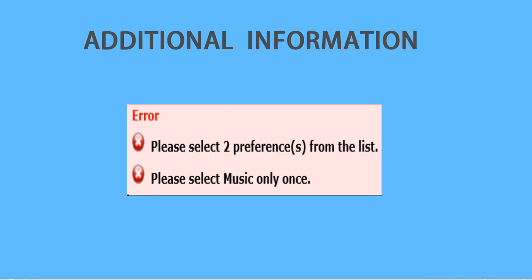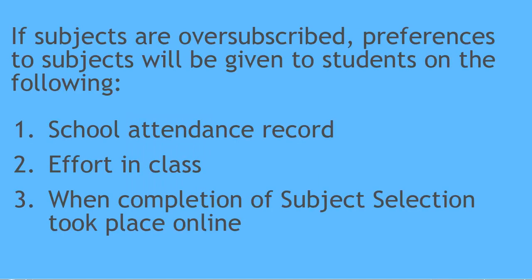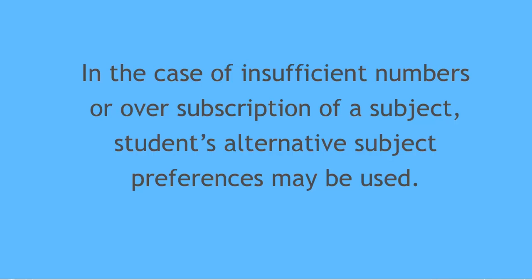If an error message appears at the top of the screen instead of update successful, go back and fix any errors, then select Save again. If subjects are oversubscribed, preferences to subjects will be given to students on the following: 1. School attendance record, 2. Effort in class, and 3. When completion of subject selection took place online. In the case of insufficient numbers or over-subscription of a subject, students' alternative subject preferences may be used.